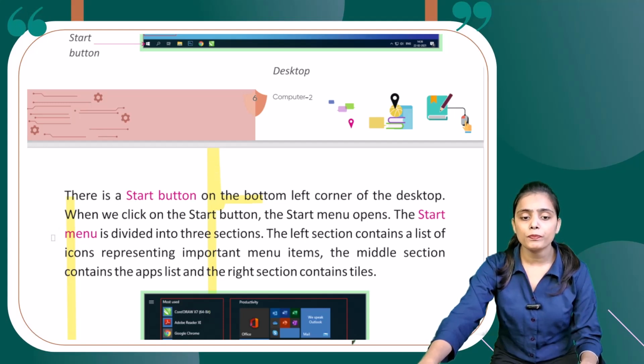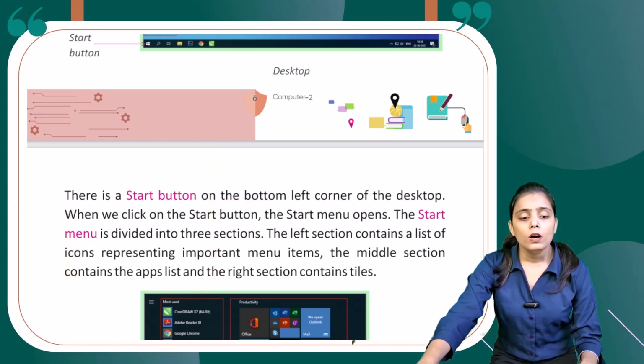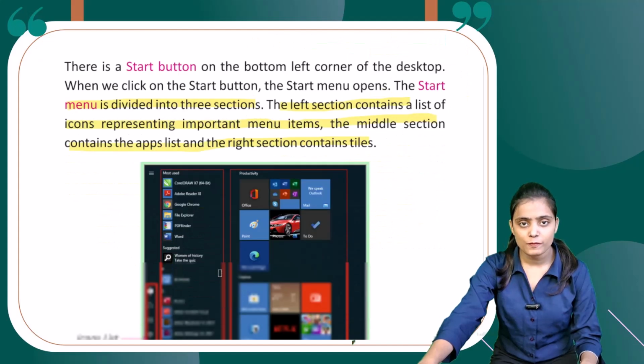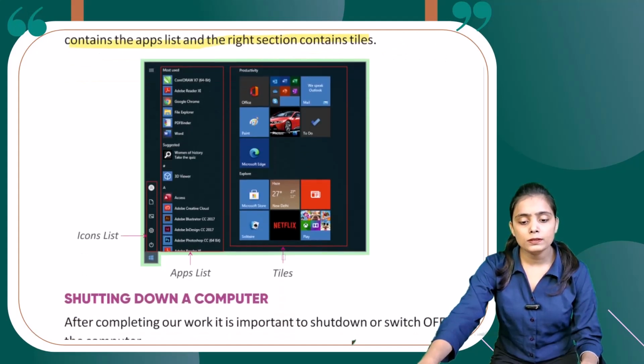अब बच्चों देखिए यहाँ पे जैसे कि आपने देखा एक स्टार्ट बटन है, स्टार्ट बटन पे जैसे ही आप क्लिक करते हो तो एक मेन्यू ओपन होता है. ठीक है, दैट इज कॉल्ड स्टार्ट मेन्यू. Okay, now the start menu is divided into 3 sections. How many sections? 3 sections. The left section contains a list of icons representing important menu items. The middle section contains the app list and the right section contains tiles. Is it clear? Now here you can see the 3 sections divided in this start menu. Icon list, app list and tiles list.